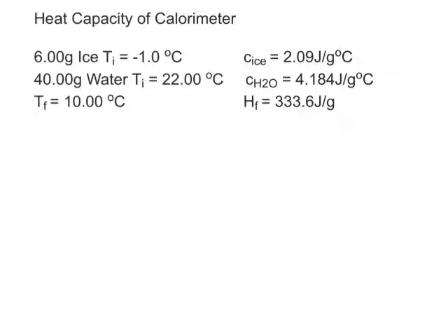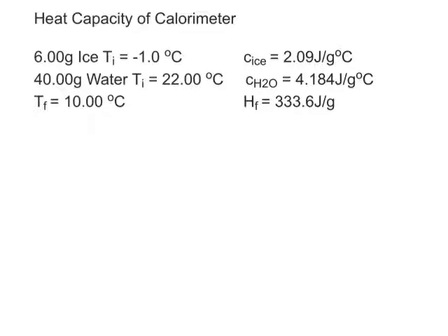So for my made up data, I have 6 grams of ice at -1 degrees Celsius. I have 40 grams of water at 22 degrees Celsius, and I'm going to use 22 Celsius for the room temperature and the starting temperature of all the liquids for the rest of the lab. Final temperature after the ice is melted, 10 degrees Celsius. Here's the relevant thermodynamic data: specific heat of ice, specific heat of water, and heat of fusion.